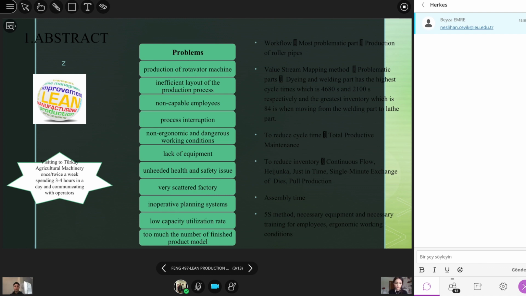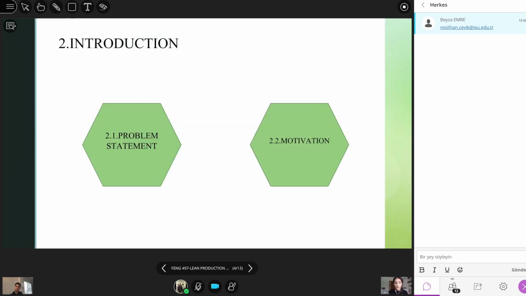The 5S method should be applied to the whole factory. For employees, necessary equipment should be provided. Working conditions should be arranged to be ergonomic. Employees should be given the necessary training to know every step in the process and become more qualified. The introduction part covers the problem statement and motivation.